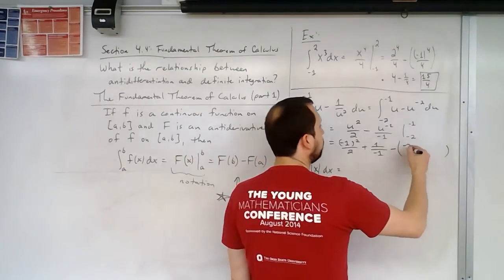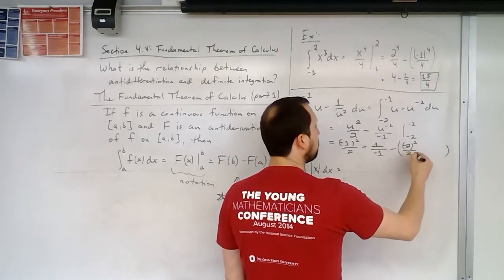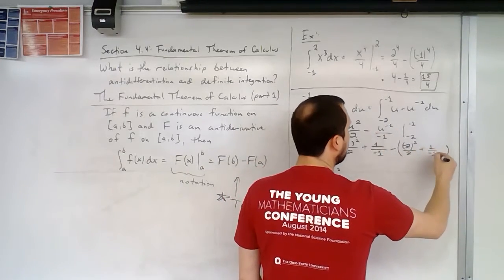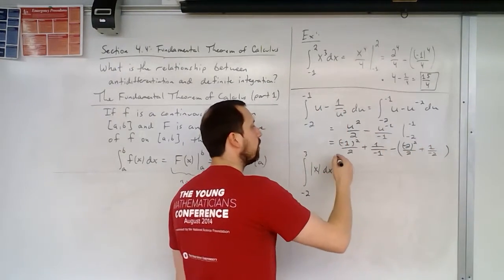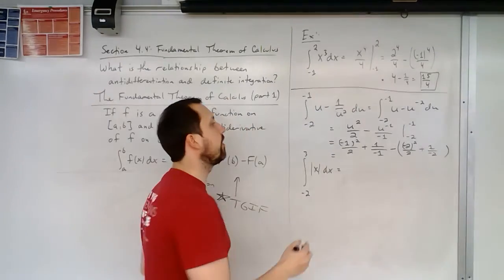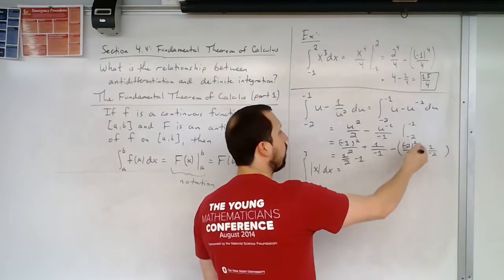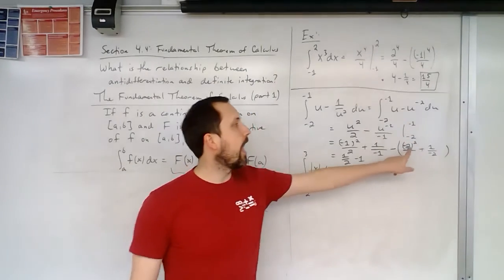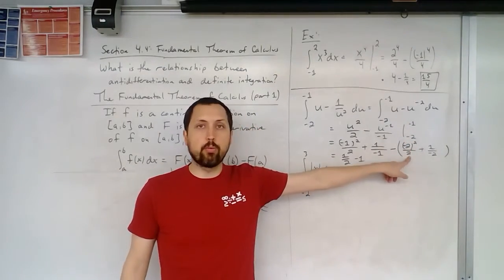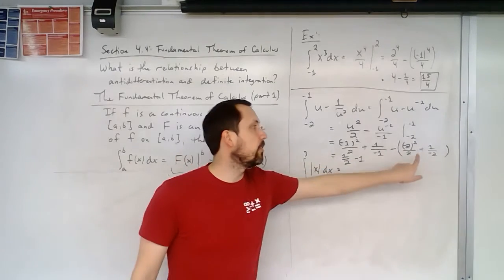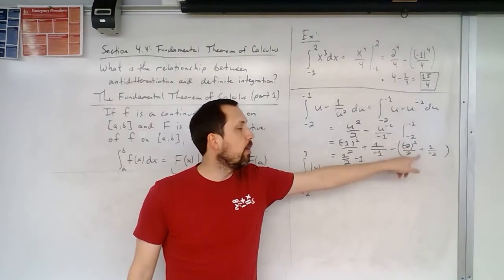So I have -2 quantity squared divided by 2. And the same thing over here, I have a plus a 1 over -2. So then I just simplify this. So I have a 1/2. I have -1. This becomes a 4 over 2, which is obviously 2, minus a half. So I'm going to get 2 minus a half.